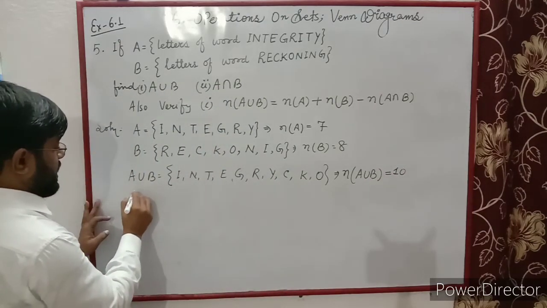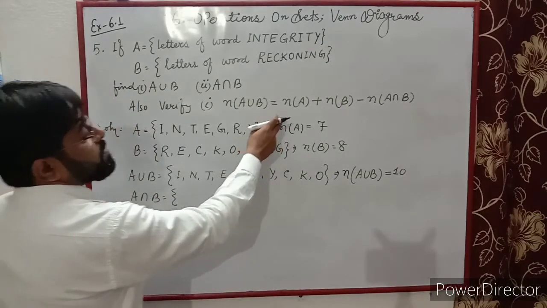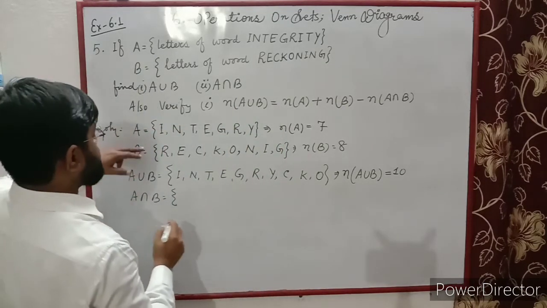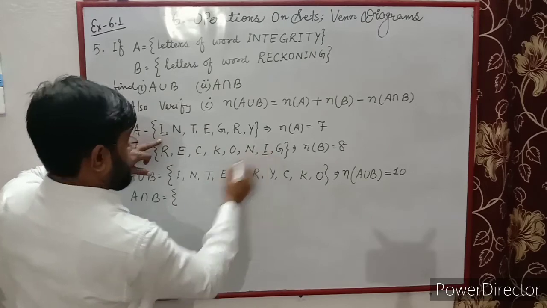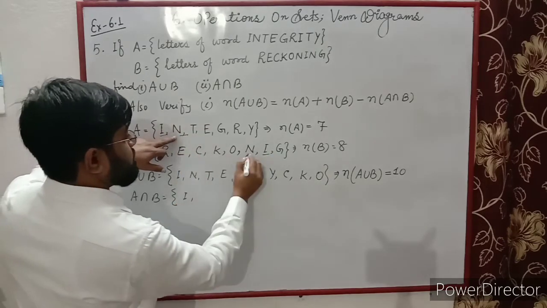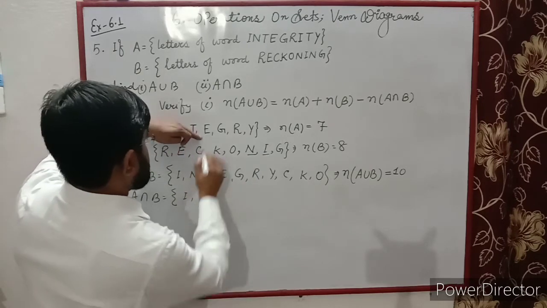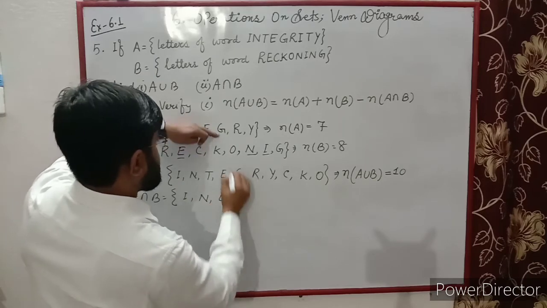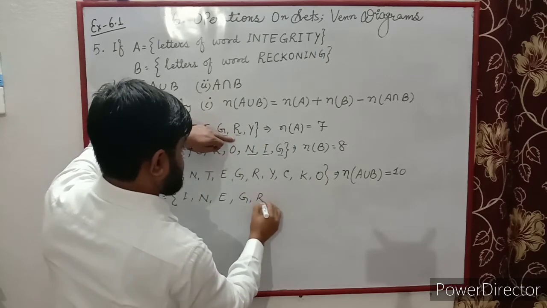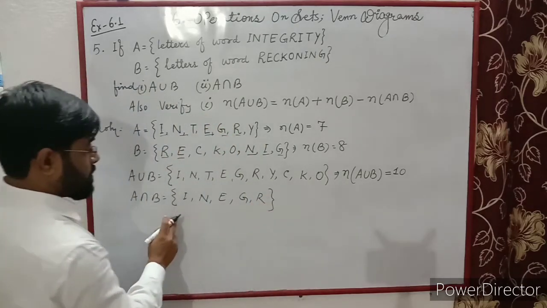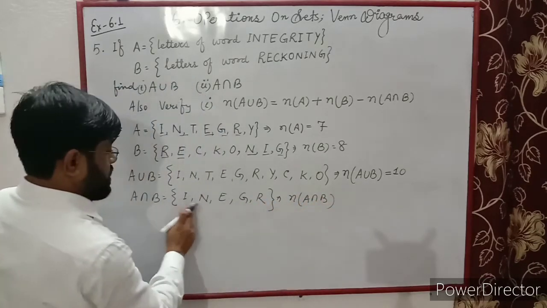Now A intersection B. Write all those elements which belong to set A and B: I, N, E, G, R. So the cardinal number of A intersection B is 1, 2, 3, 4, 5.